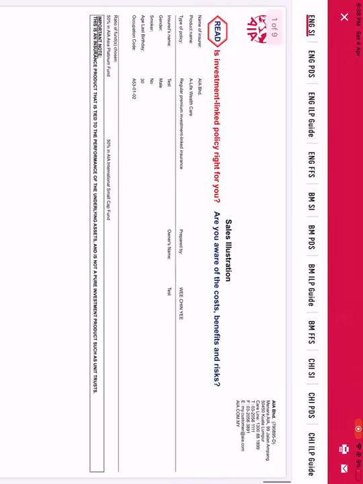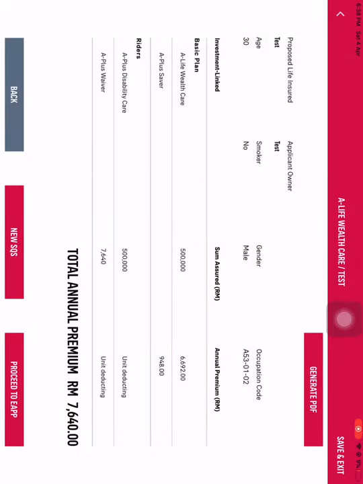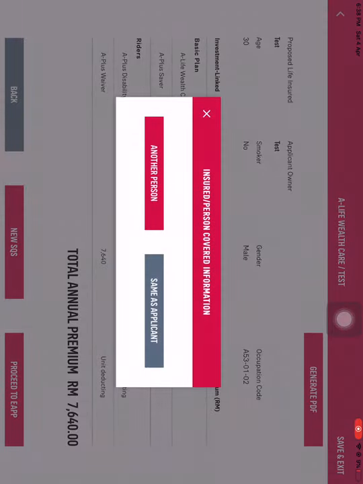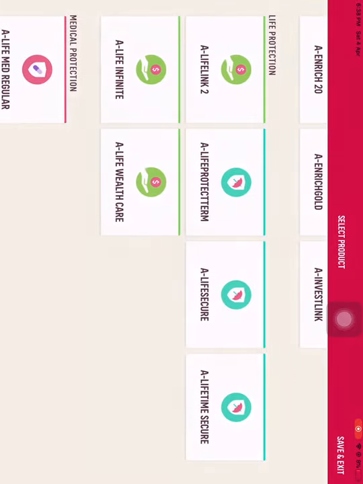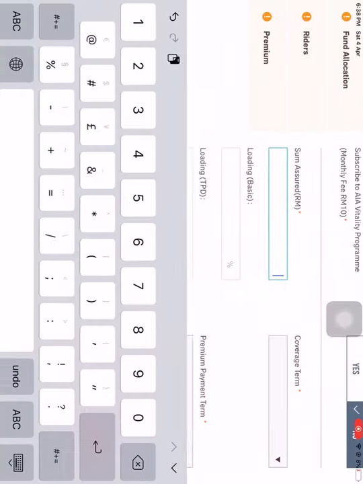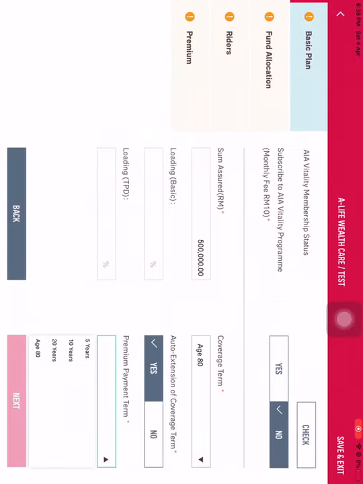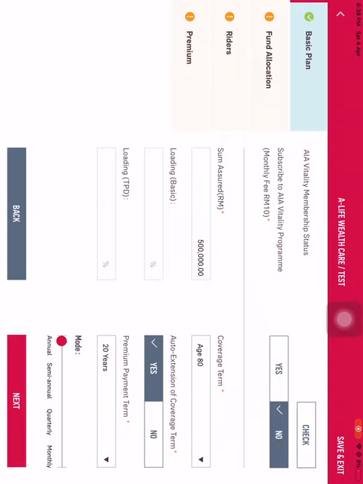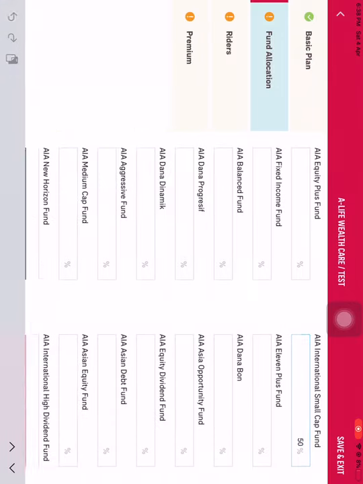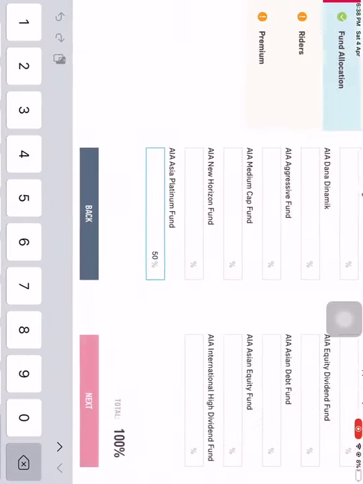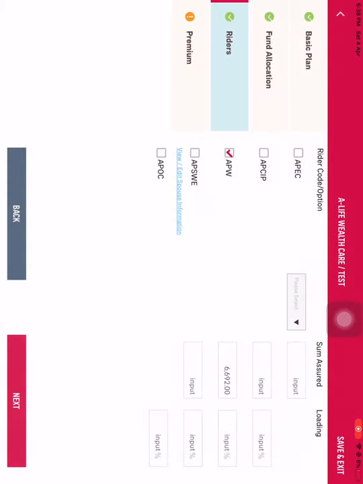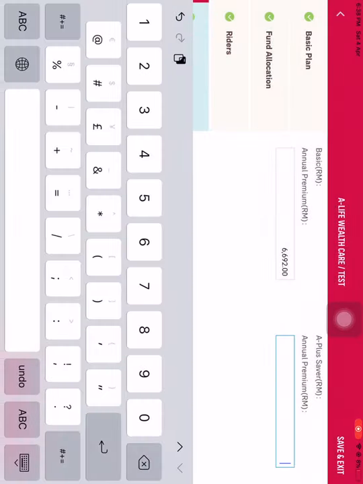Okay, so I generate a new SQS. Wealthcare, insured amount is 500,000. The coverage is until 80 years old, because the house loan usually can be taken until 70 years old. Payment for 20 years. Okay, put the fund that you want. Put on a waiver in case of TPD and critical illnesses. So 6692 only, but we need 7,000 plus, so there is an additional 952 ringgit.